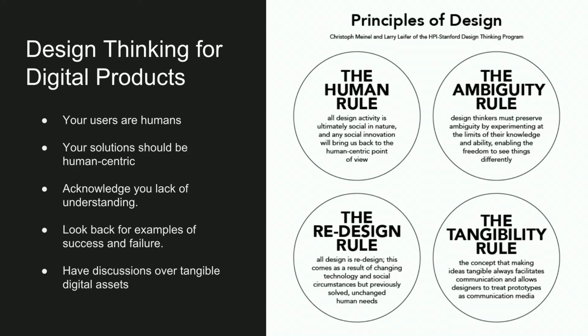The second one is the ambiguity rule. Basically, you have to keep in mind that you don't know everything, and especially at the beginning, everything is ambiguous. It can mean one thing or it can mean another thing, and it's through the design thinking process that you will remove that ambiguity and get to a more concrete framing of what the problem actually is.